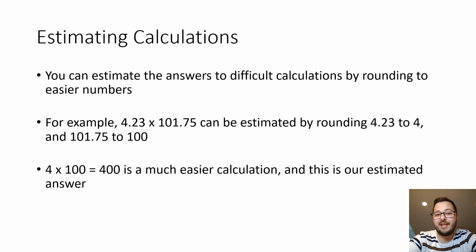And then timesing them together is a lot easier. So 4 times 100 is 400. And that is what you call your estimated answer. Okay, so you round the numbers and then you just have a go at the question with the easier numbers.